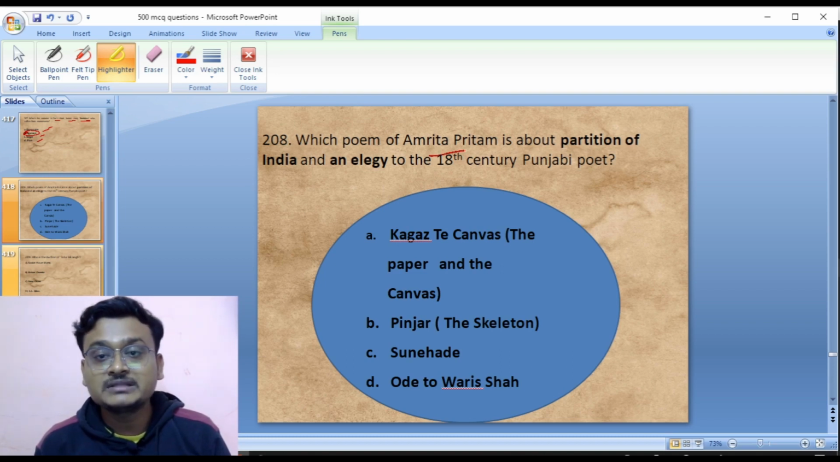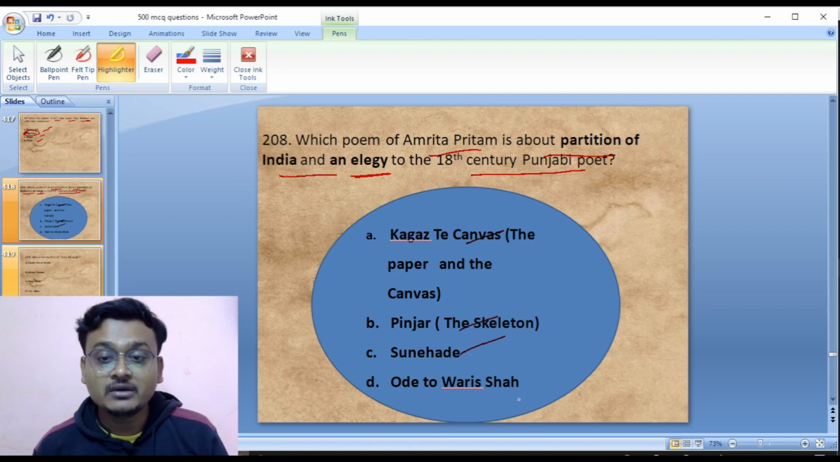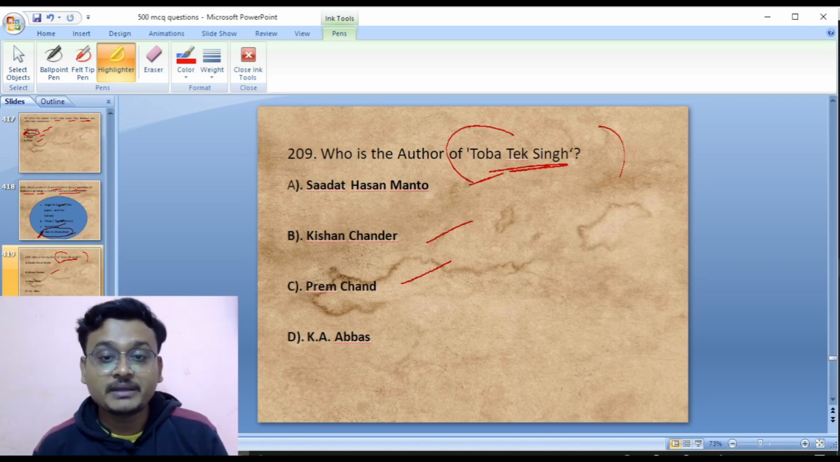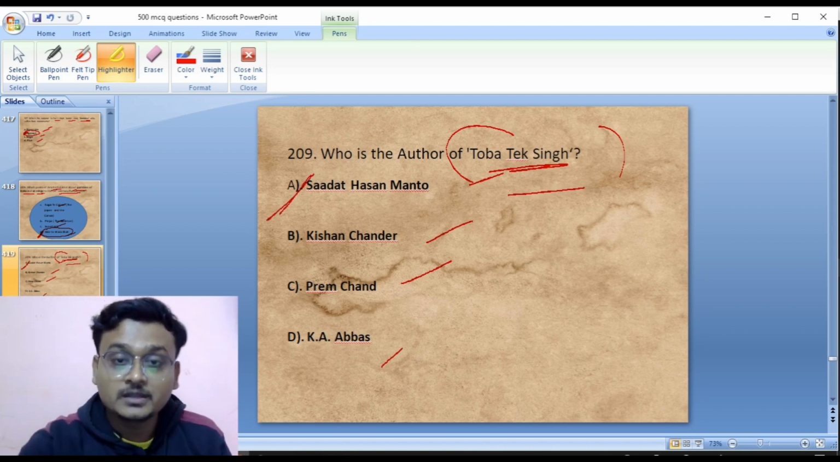208. Which poem of Amrita Pritam is about partition of India and is also an elegy to the 18th century Punjabi poet? Kagaz Te Canvas, Pinjar, Sunehade, Ode to Waris Shah. So this is an elegy, Ode to Waris Shah, and it is also about partition of India. So D is the right answer here. Okay, move to 209. Who is the author of Toba Tek Singh? Sadat Hasan Manto, Krishan Chander, Premchand, K. A. Abbas. So Toba Tek Singh was written by Saadat Hasan Manto.